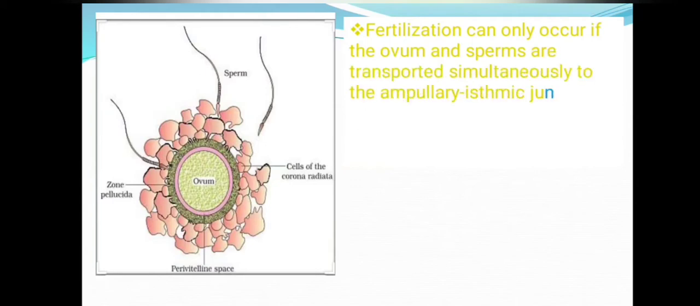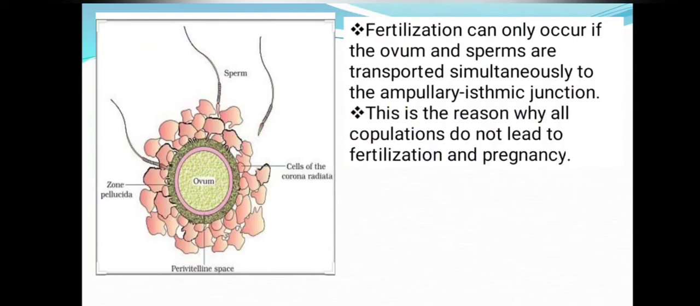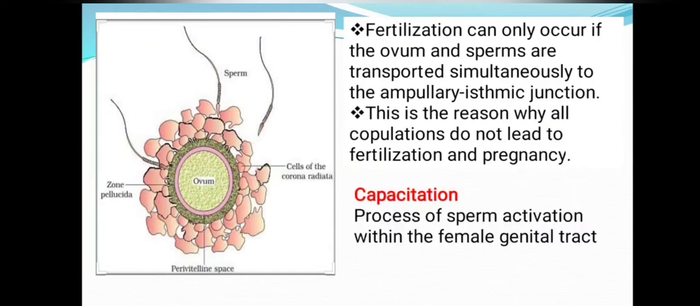Fertilization can only occur if the ovum and sperms are transported simultaneously to the ampullary isthmic junction. This is the reason why all copulation does not lead to fertilization and pregnancy. So there is a phenomenon called capacitation. Once the sperm enters the female genital tract, it should show capacitation. That is nothing but the process of sperm activation within the female genital tract, so that only then the sperm can reach the egg.